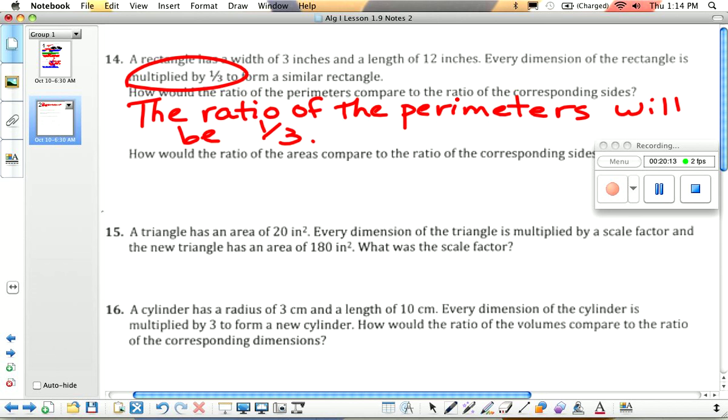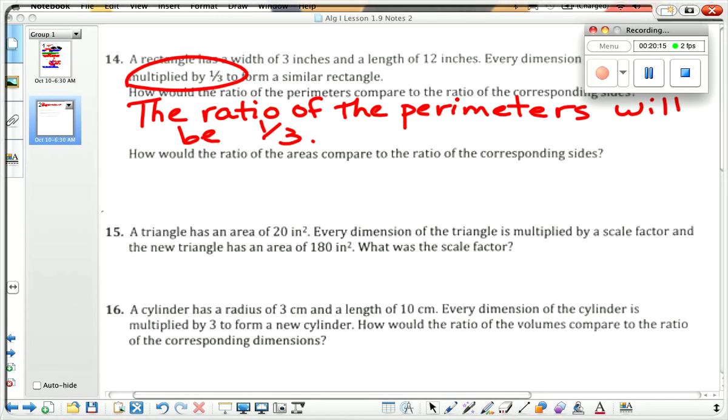Okay, well then, now they want us to say, how would the ratio of the areas compare then? So in other words, what would the ratio of the areas be compared to the scale factor? Would it be the same? Would it be 1/3 again? Take 1/3 and square it. We have to take 1/3, so the ratio of the areas.